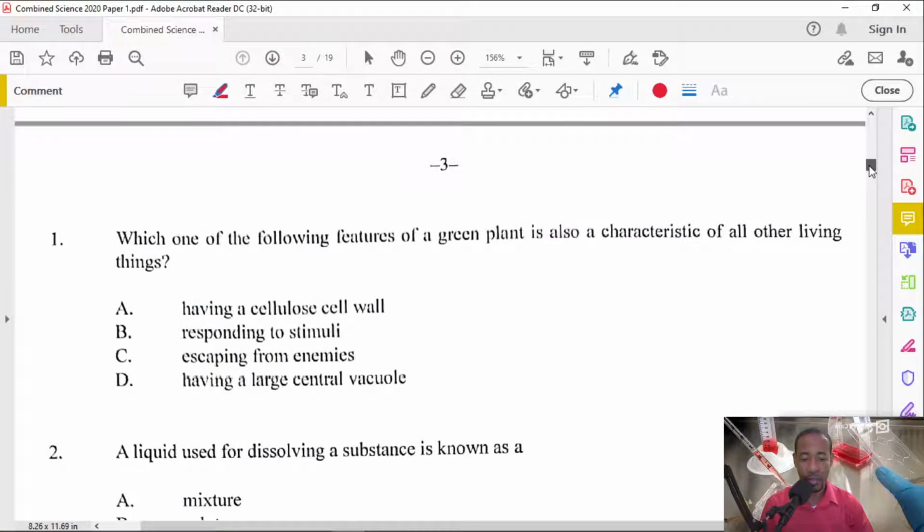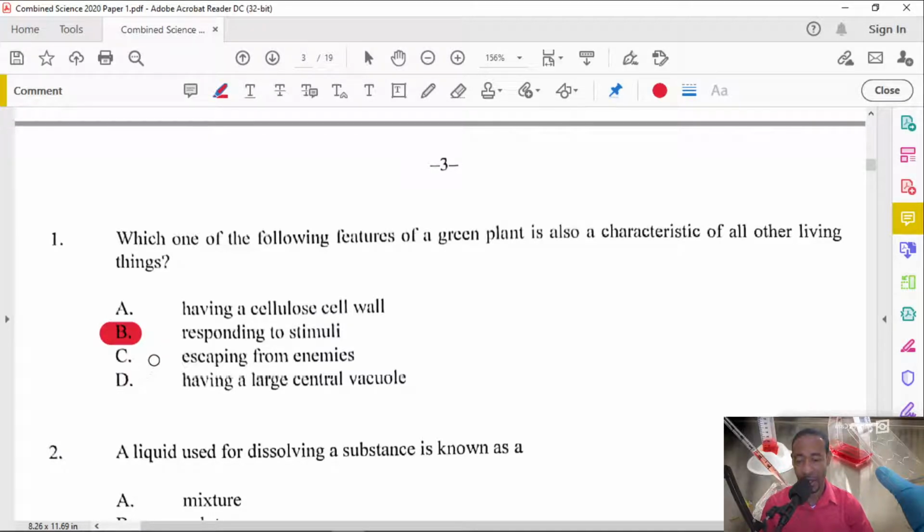So let's go into our first question. The first question asks, which one of the following features of a green plant is also a characteristic of all other living things? Having a cell wall is not the correct answer. A cell wall is found in plants and also some bacteria. Responding to stimuli is a great answer, because one of the characteristics for all living things is irritability. So responding to stimuli is irritability. It is one of the 7 characteristics.